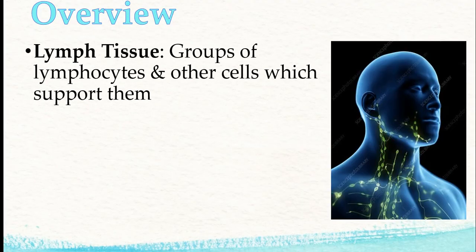Okay, so here's our overview, the big picture, what's going on that we're talking about. All right, the lymph system involves lymph tissue. These are groups of lymphocytes and other specialized cells which support the lymphocytes. So we see where we get the word lymph from, right? Do you remember lymphocytes from our last module when we talked about blood? Remember, lymphocytes are a type of white blood cell, right? And we're going to see how the white blood cells are very involved, obviously, in immunity. But we're going to see specifically how lymphocytes are involved in the immune system.